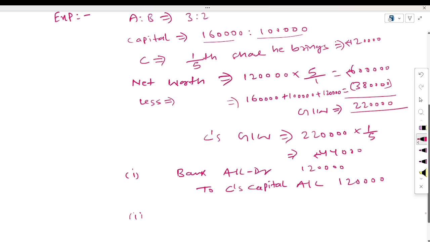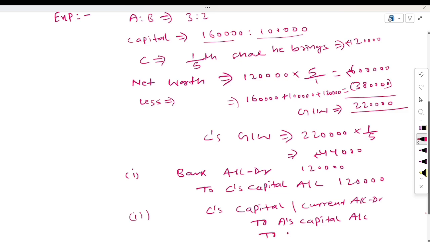Now the second entry we will pass here for the adjustment of goodwill. What entry you will pass here? C's capital or current account debit. Who will take the share of goodwill? Sacrificing partners. And who will be the sacrificing partners? A and B. So here to A's capital account and to B's capital account. What will be the sacrificing ratio? The amount of goodwill would be here 44,000.